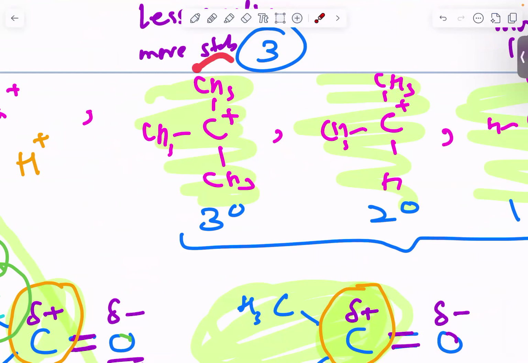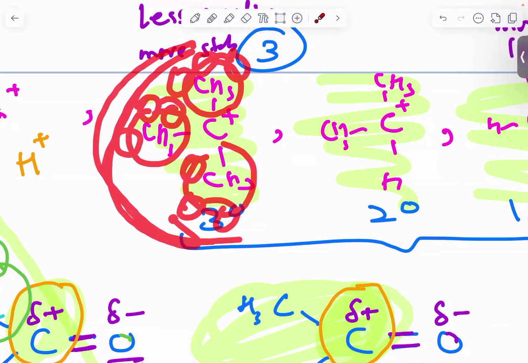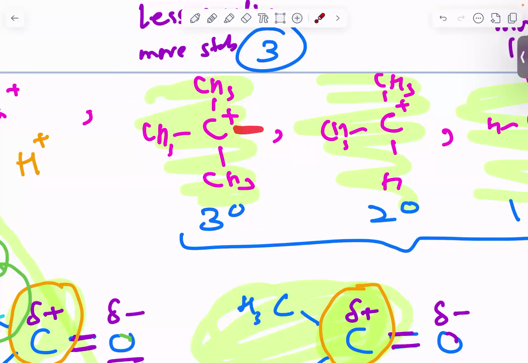Now look, three methyl groups. Have a look. This, and this. Can you see any space from where the nucleophile can attack? No. So that is why it has to break this bond. So space would be made so that the nucleophile can attack.